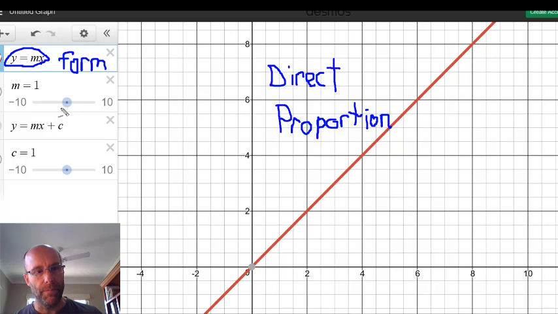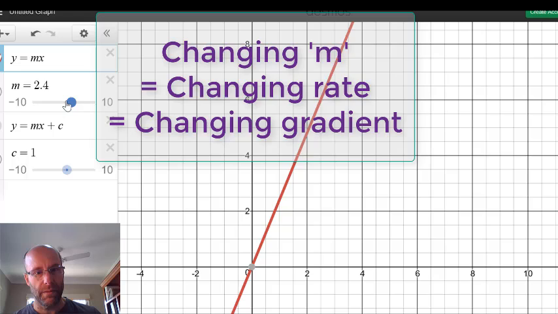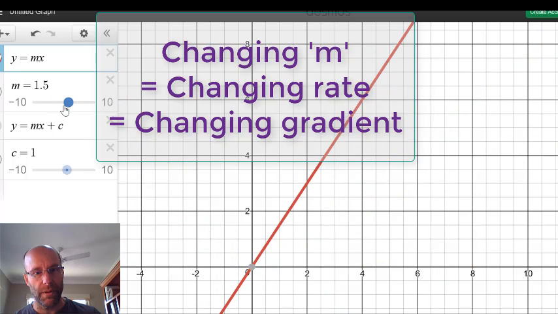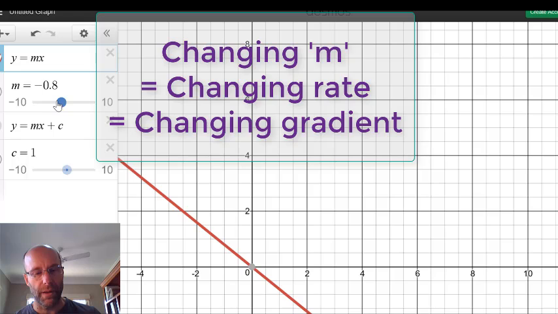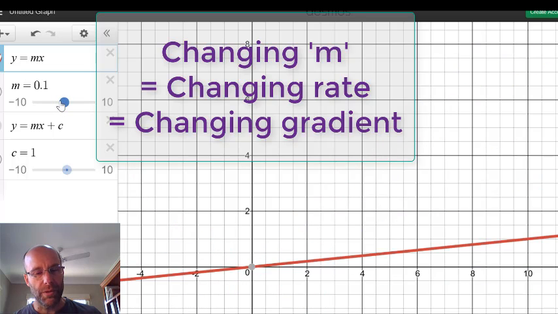So we can vary m, and it changes the rate of the direct proportion because it changes the gradient. Looking at that, so you can see the m, and if I change that, okay, it changes the gradient. It can be negative or positive. Okay, steeper, less steep. It can be falling like that one, rising or falling.